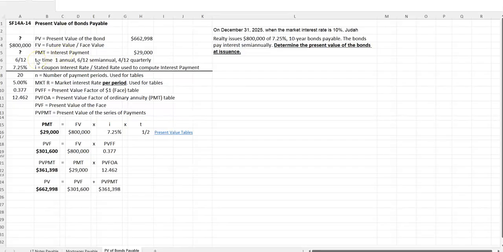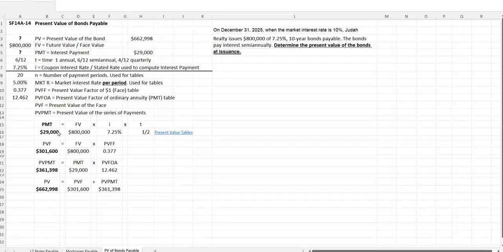The time, it's semi-annually, so it's 6 divided by 12, and you can see where it converts it to 1/2. That's okay, that's the same. And the coupon interest rate is what we use for the payment interest rate, and it was 7 1/4. So face value, 800,000 times 7.25% times 1/2 equals $29,000. That's going to be the payment.